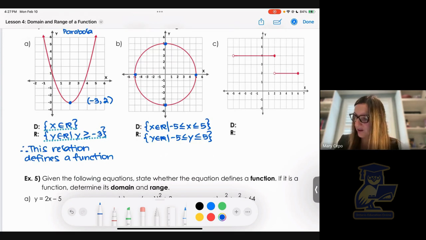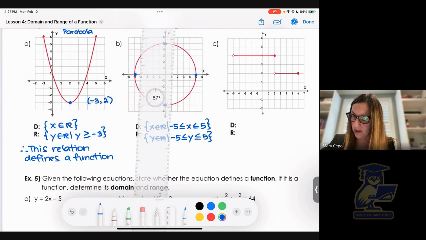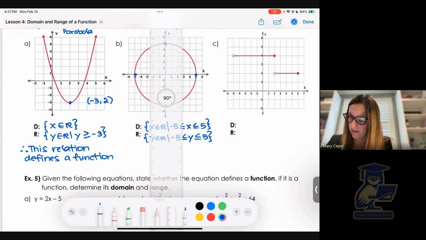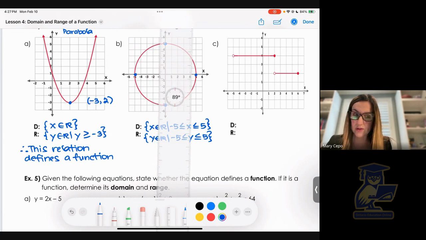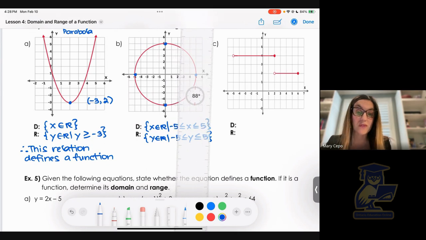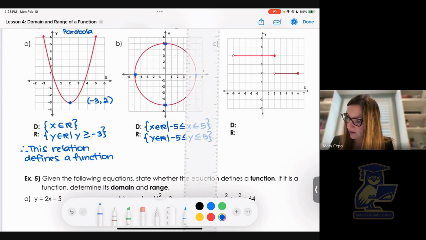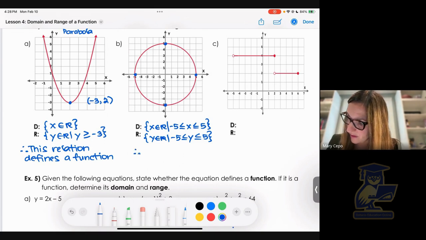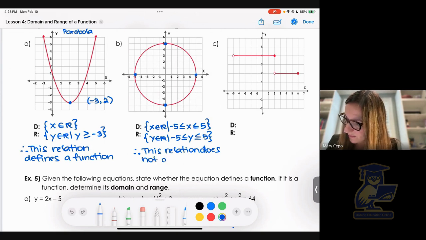Okay, taking out our ruler. If you notice, if we take this ruler, it intersects the vertical line more than once. So it fails the vertical line test. Therefore, this relation does not define a function.